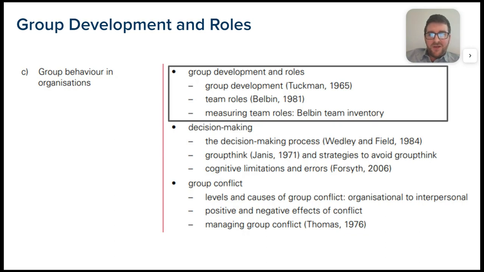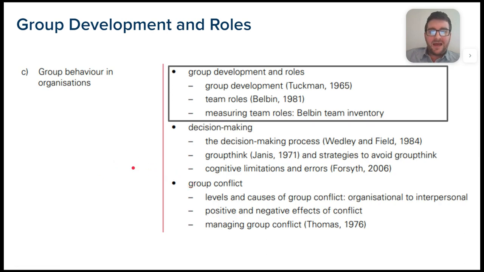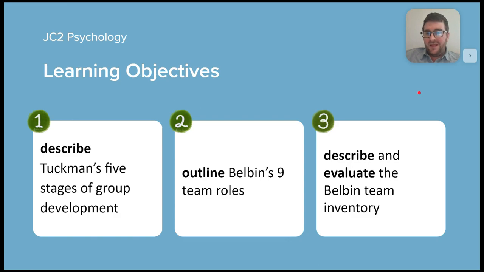Hi there. In this video, I will go through the first bullet point in the group behavior section of organizations from the A2 psychology syllabus. The first bullet point is called group development and roles. There are three sections: group development, that's Tuckman's stages; team roles, that's Belbin; and measuring team roles, that's the Belbin Team Inventory. It's a relatively short section, so let's get straight into it.